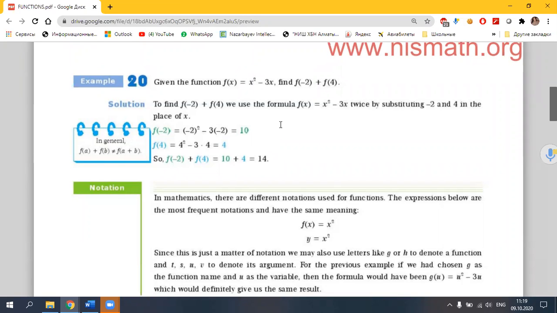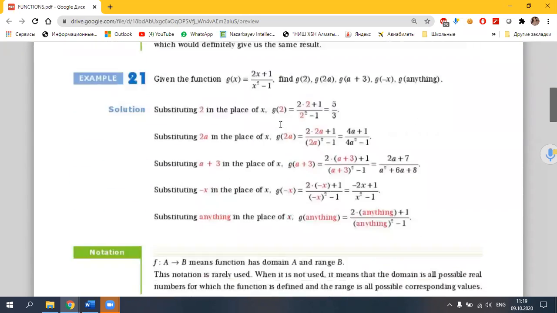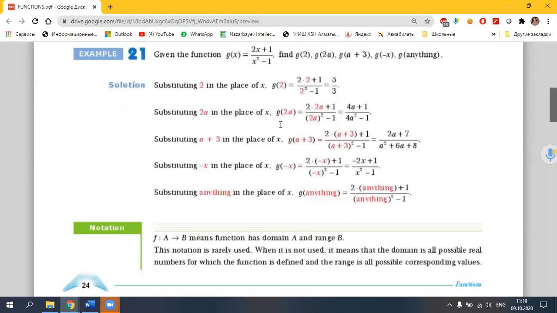Given the function, мына жерде де negative 2 plus f of 4, we add, қосып орнына просто қойған, соны түсіндірген, білесіңдер деп ойлаймын. Мына жерде бөлшек.